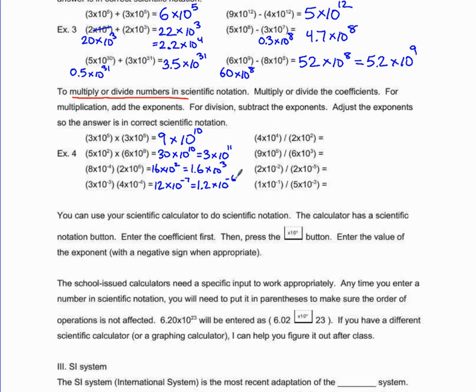For dividing, we go ahead and divide the coefficients first. Then we are going to subtract the exponents. So we have 4 divided by 2, coefficient is 2, times 10, and we have exponents of negative 4 and 2. So 4 minus 2, 2 times 10 to the second power.